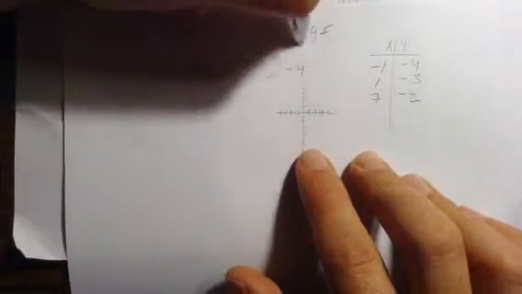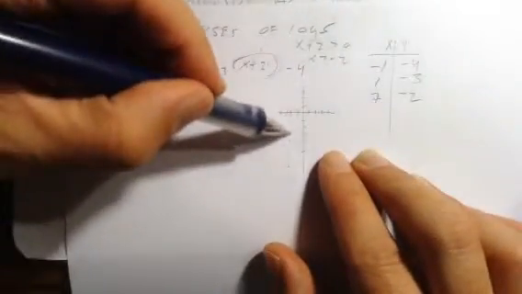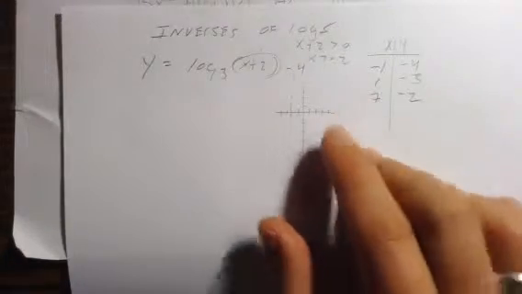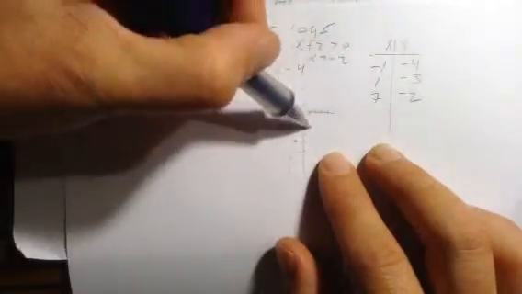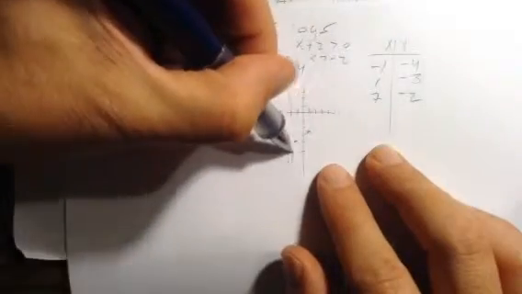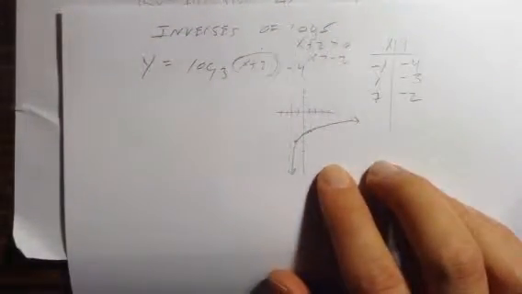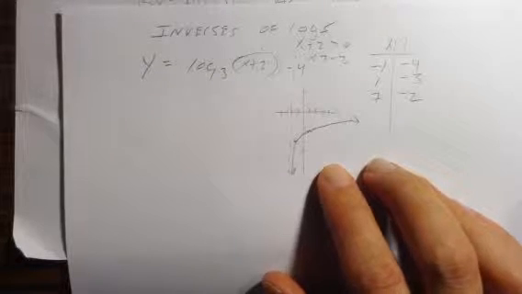Now remember my domain, we want to say x plus 2 is greater than 0, so x is greater than negative 2, not including that point. So I'm just going to put a vertical dashed line. That'll be a vertical asymptote of that function. So negative 1, negative 4, there's a point. 1, negative 3, there's a point. 7, negative 2, and what I get is something approaching that. And that's a graph of that log function.